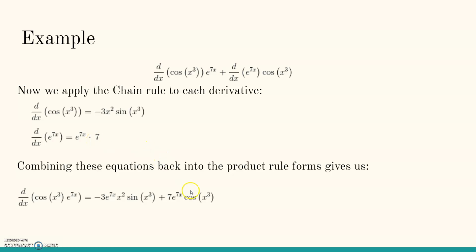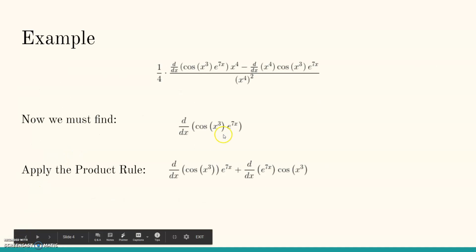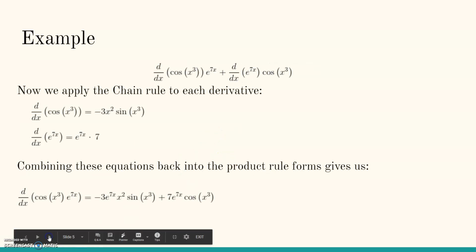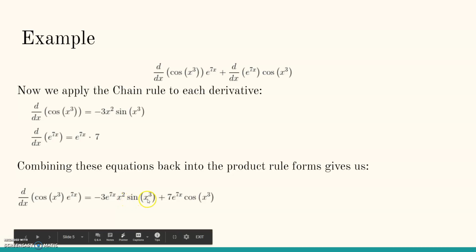Remember, this was originally a product rule question, so we need to get those chain rules back to looking like the product rule. In this form you have negative 3 e to the 7x x squared sine x to the third, plus 7 e to the 7x cosine x to the third.